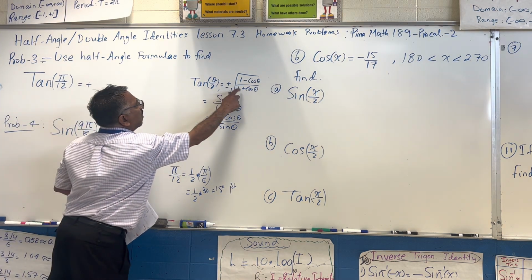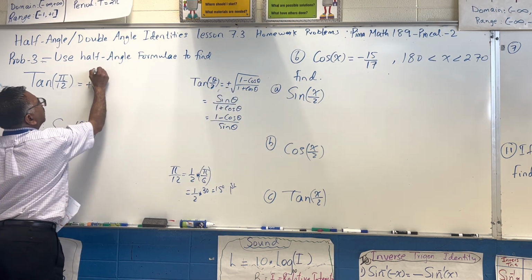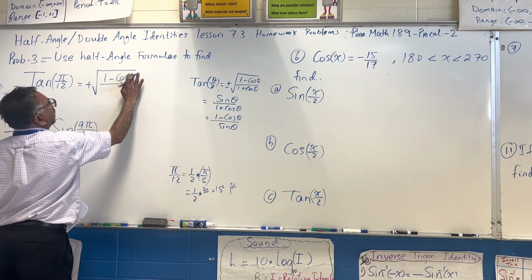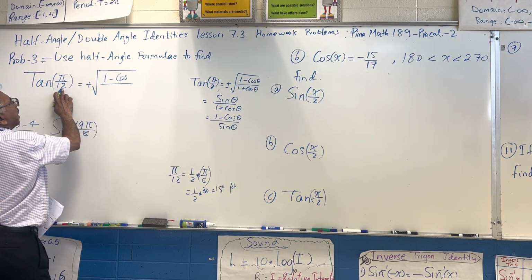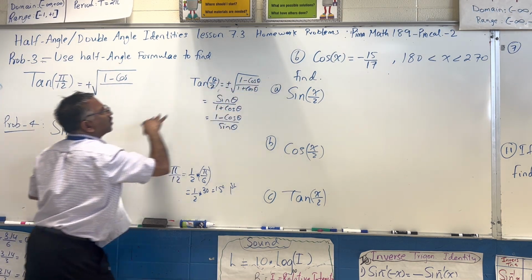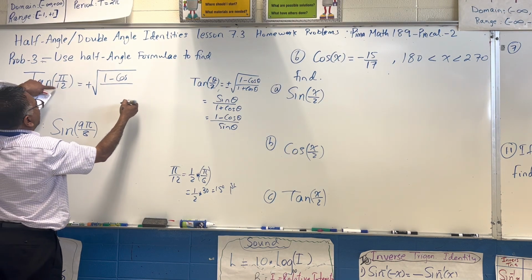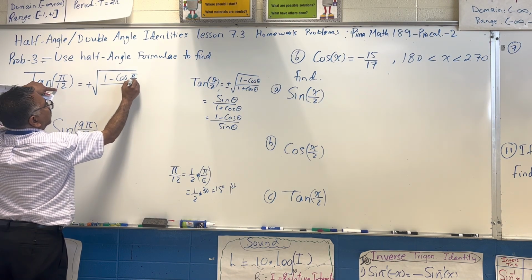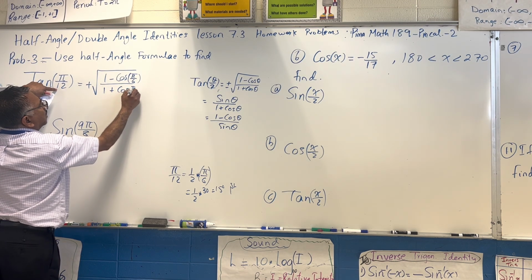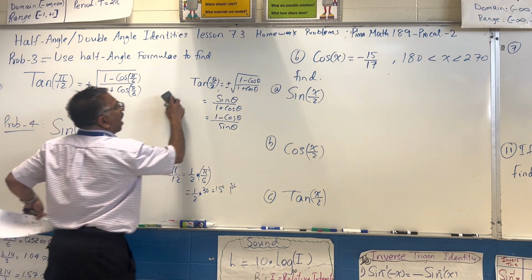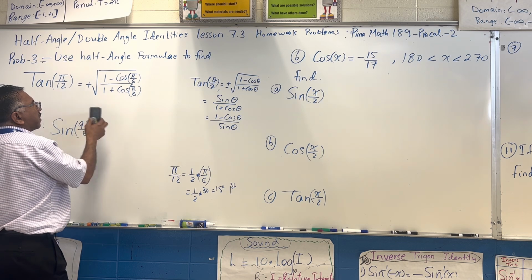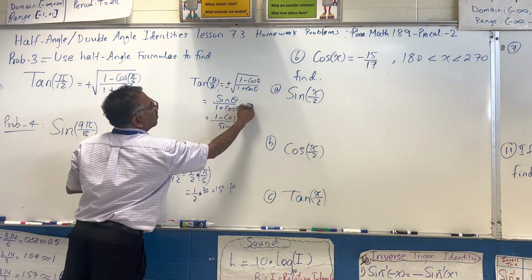If you are using this formula, then you write plus the square root of 1 minus cosine theta over 1 plus cosine theta. This pi by 12 is theta over 2, so you just double it to get theta. The double of pi by 12 is pi by 6, so 1 minus cosine pi by 6 over 1 plus cosine pi by 6. You can try this yourself, but I'm going to use another formula to make it easier.